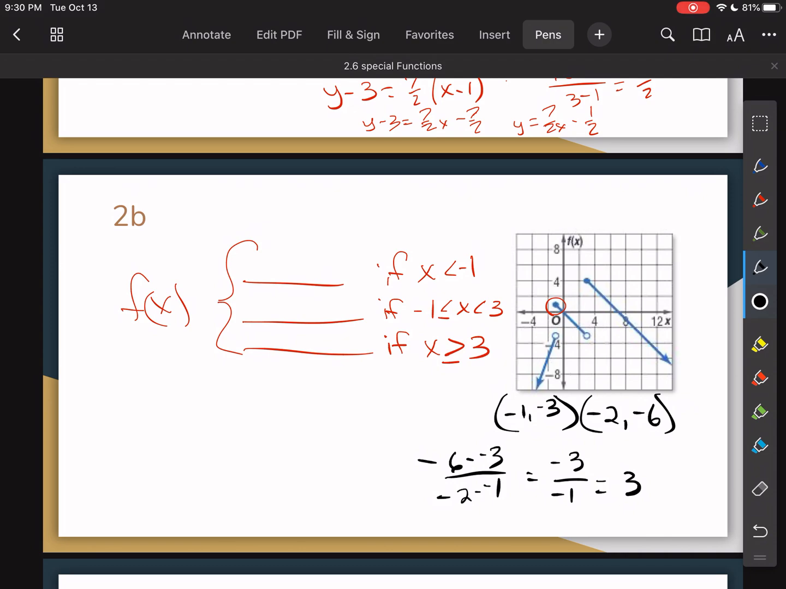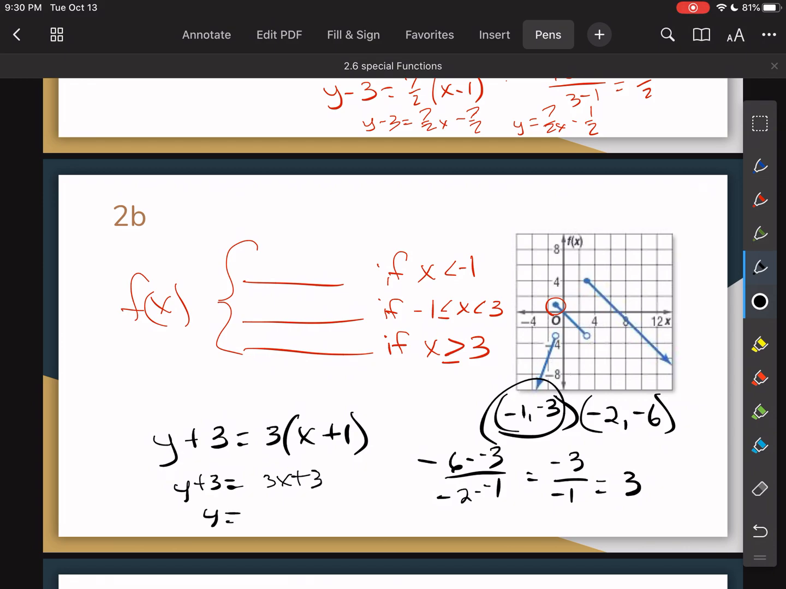And then we can go into our point slope form. So let's just use our first point there. So we have y, and it's usually minus y1, so we're just going to add 3, right? So y minus -3, which is plus 3, is equal to 3 times x minus x1, which would just be plus 1. Okay, so when I simplify this, I get y plus 3 is equal to 3x plus 3. So y is then equal to, if I subtract 3 from both sides, 3x.